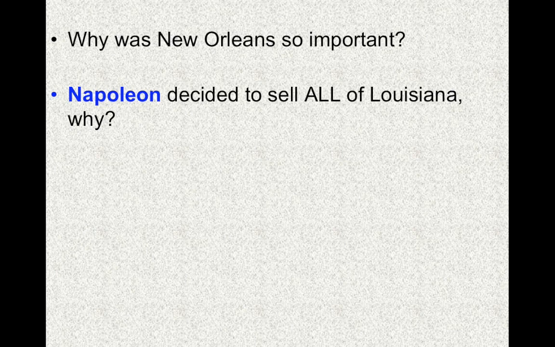So we're going to look at two questions here. Why was New Orleans so important? And Napoleon decided to sell all of Louisiana, but why? Well, the first thing is, why is New Orleans important? As I mentioned earlier, the Mississippi River. Controlling the Mississippi River was really important. It keeps our commerce flowing from the western portion of the United States over to the east. So the Mississippi River is crucial, and we know that. So New Orleans is important for controlling that.